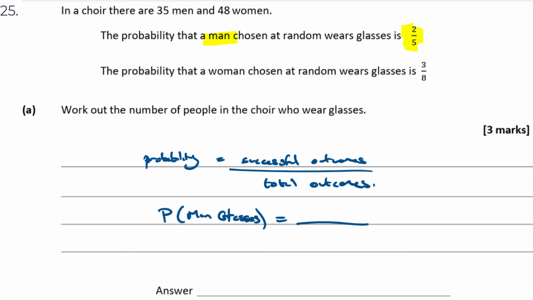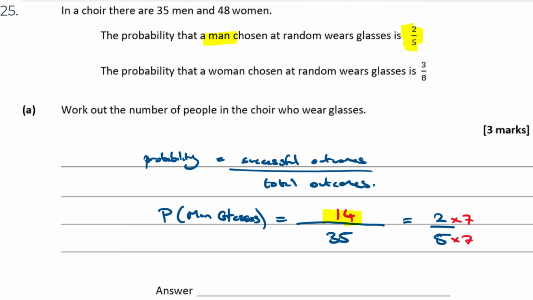Well, we know that the total outcome is the number of men there are to pick from, so that's going to be 35. And we've been given the probability here, which is 2/5. So what must go here then? If you think, how do I get 35 from 5? I have to multiply that by 7. So if I do the same here, then it must be 14 men wearing glasses, mustn't it?